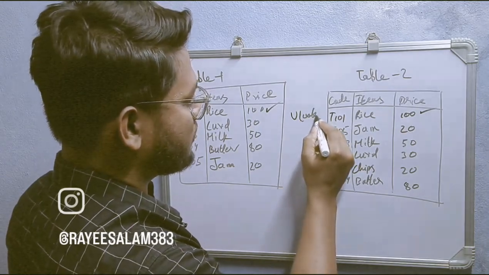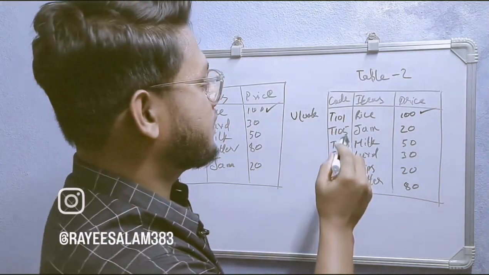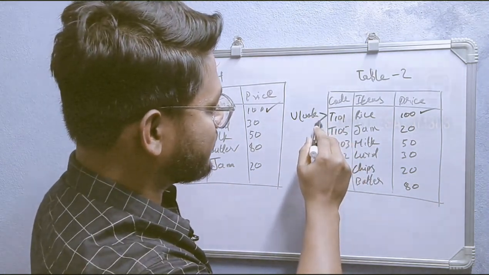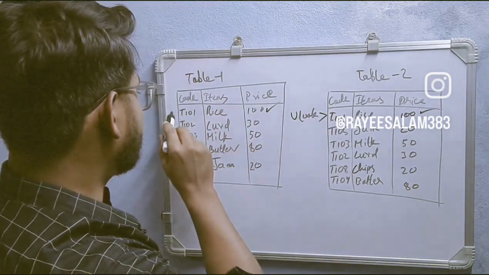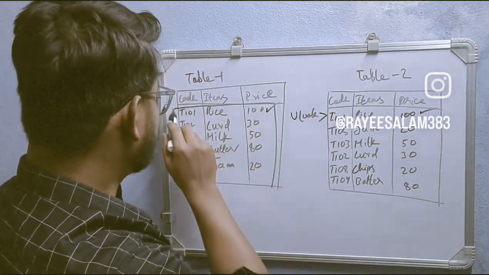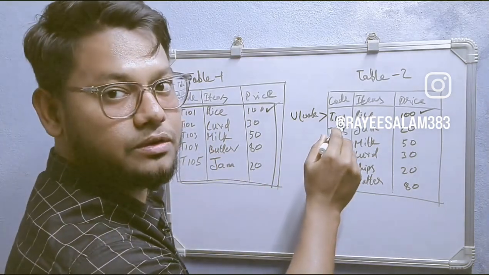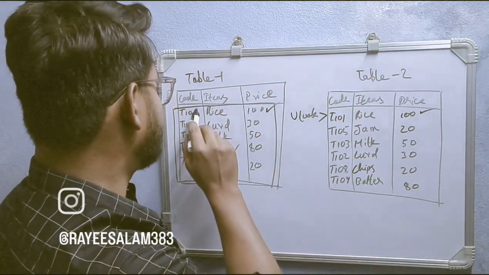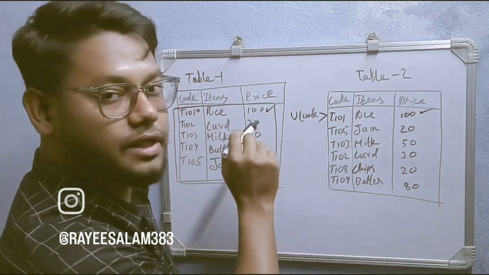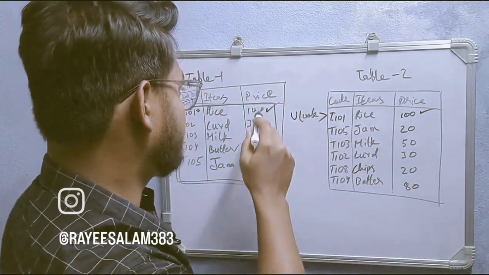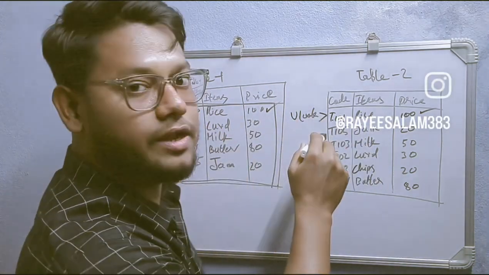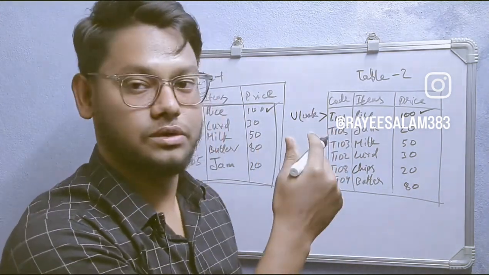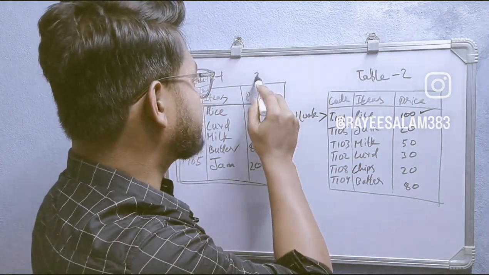VLOOKUP is a function in Excel that will quickly take the data reference from here, T01, go to the other table and search by this number. If it is able to find T01, it is there, and then there is the column you want. You want the price, so while typing the VLOOKUP function, it will ask for the column index number.